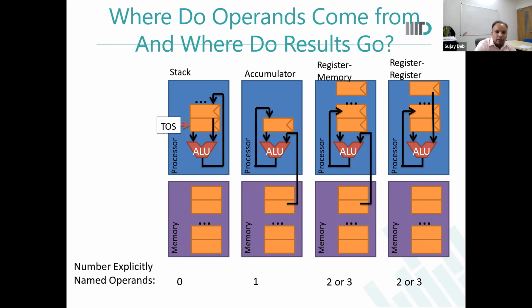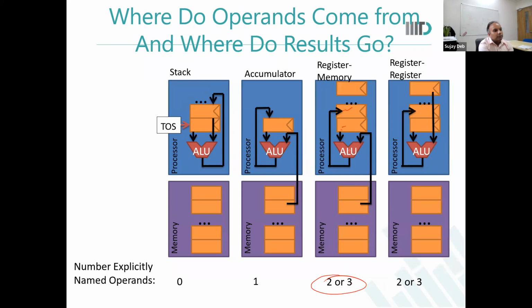So we will quickly look at the named operands in each of the cases. In case of stack, we have seen that there is no named operand, because the top 2 elements of the stack are by default your operands. In case of accumulator, you have to explicitly name one of the operands, because the other operand is always the accumulator. In case of register memory, it can be 2 or 3. It is 3 if all of them are different. So basically this register as one of the operands, this memory as one of the operands, and the result is stored in this register. In this case there will be 3.